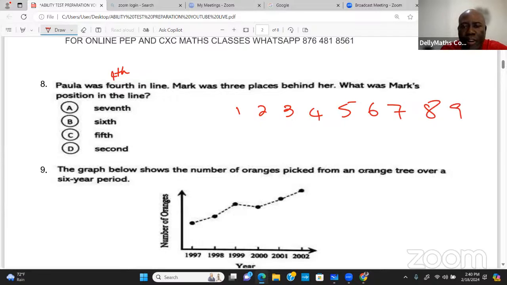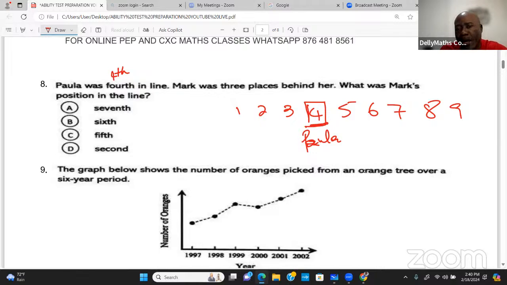So we're referring to Paula right here in line, right? A lot of times what you want to do is make a quick illustration, whether by diagram or writing down stuff. Don't do it mentally all the time. You make less error when you write down things.